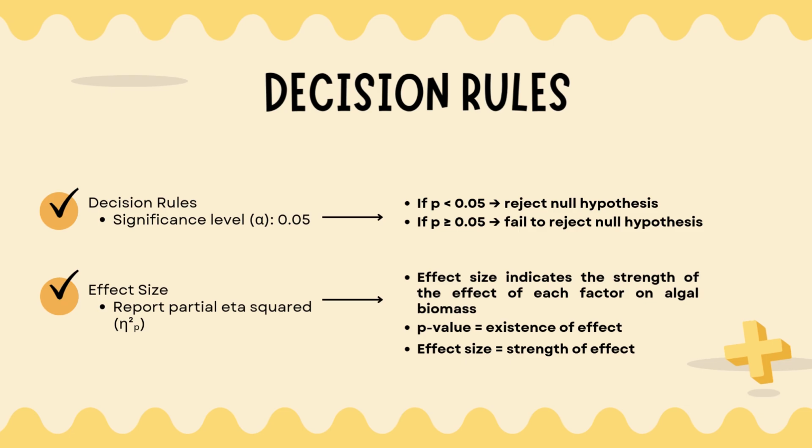For the hypothesis testing, we use a significance level of alpha equal to 0.05. If the p-value is less than 0.05, the effect is considered statistically significant. At the same time, we can reject the null hypothesis. In addition to p-values, we report partial eta squared as a measure of effect size, which indicates how much of the variation in algal biomass is explained by each factor or their interaction.